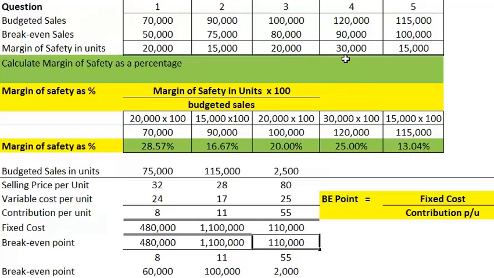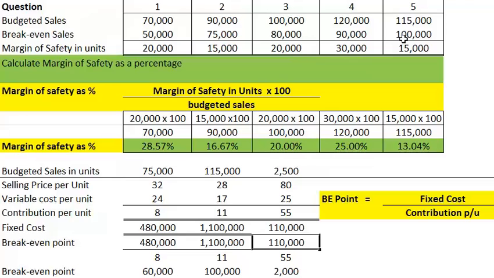In question 4, our budgeted sales was 120,000. Break-even sales were 90,000. Margin of safety in units is 30,000. We divide 30,000 by budgeted sales of 120,000 and multiply by 100. We arrive at margin of safety as 25%.